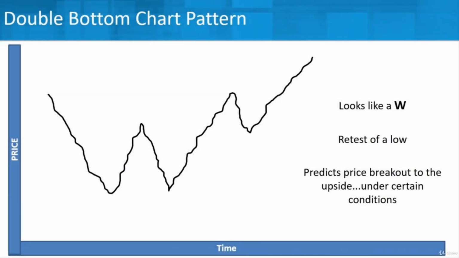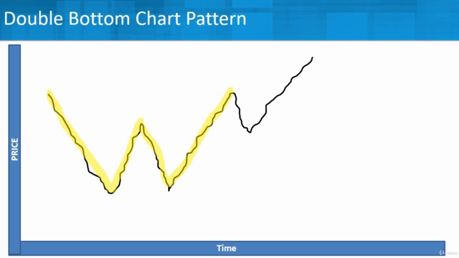So if we look at this example, this is all the prices high to low, made into a line chart here, and it looks like a W. Do you see the W there over on the left? The idea is that it's retesting the lows, and it will predict the price breakout to the upside under certain conditions, as we mentioned. You can kind of see how the W is forming. The prices were higher, they go down, then they bounce up, and they go down and bounce up again. So that's the idea of the W part of it.